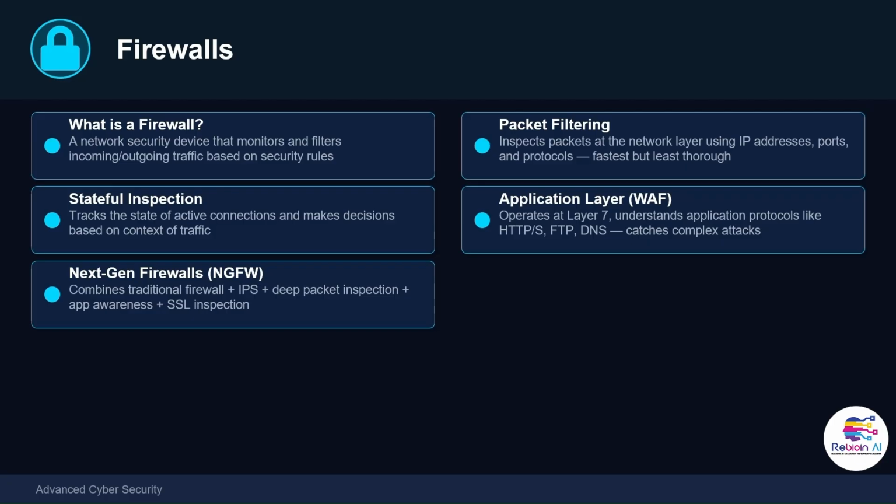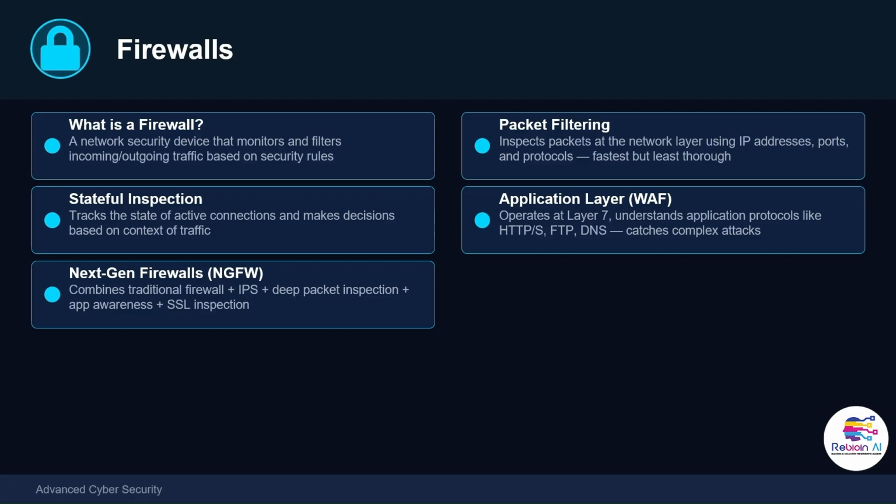Now, let's take a real world example. When you tried to access Facebook on your college network and it said blocked, that was a firewall. The college IT team configured a rule saying block all social media during class hours. Simple packet filtering, right?